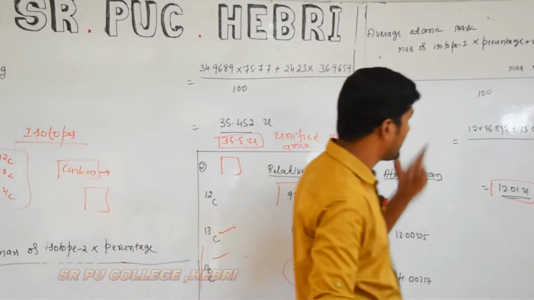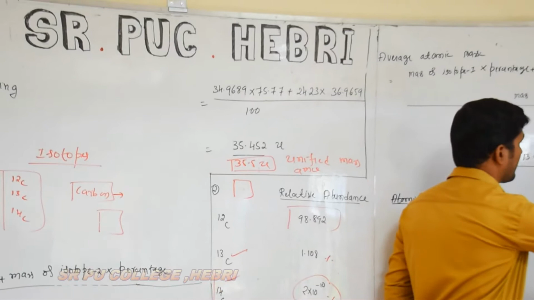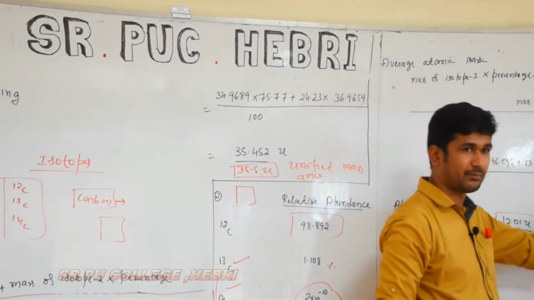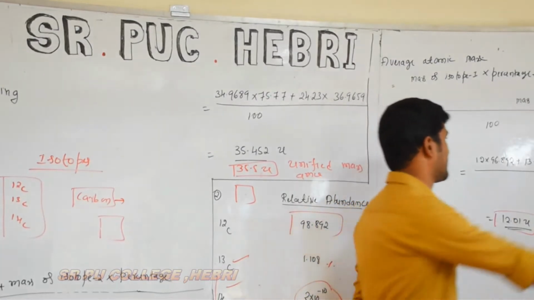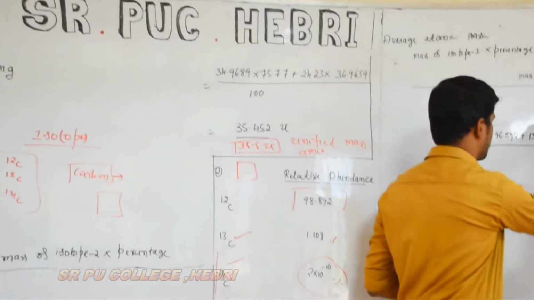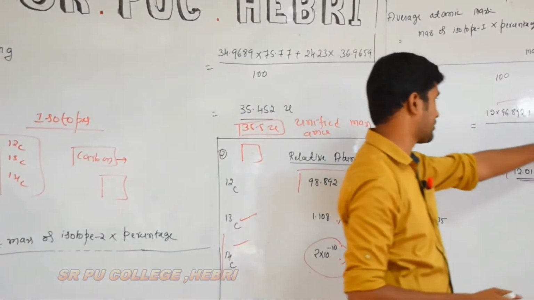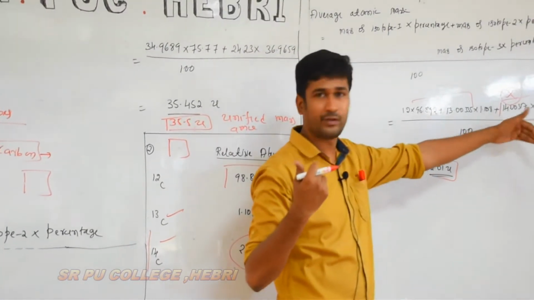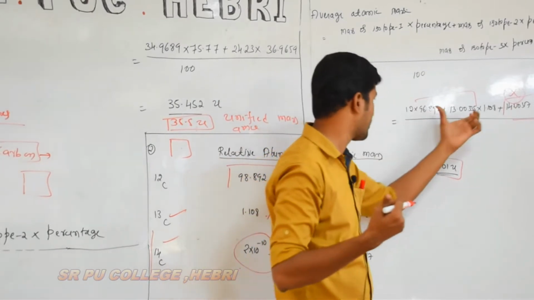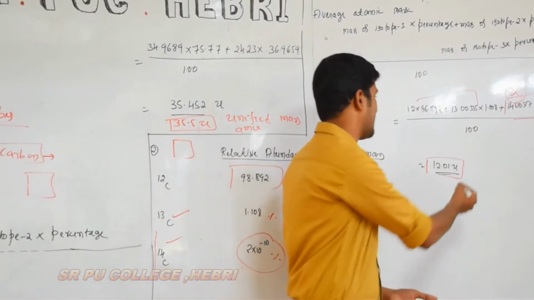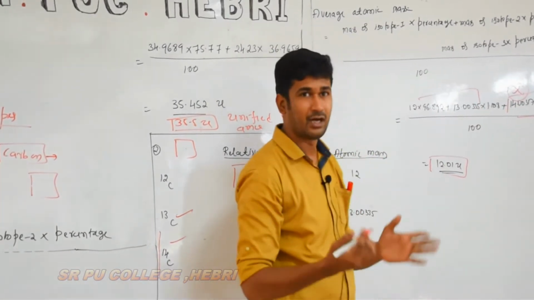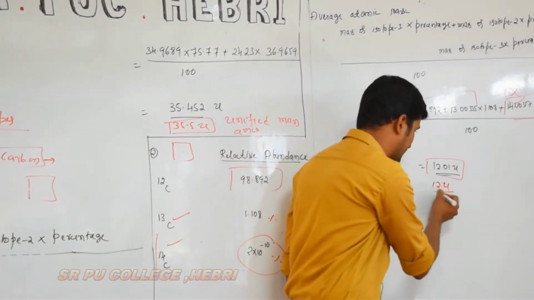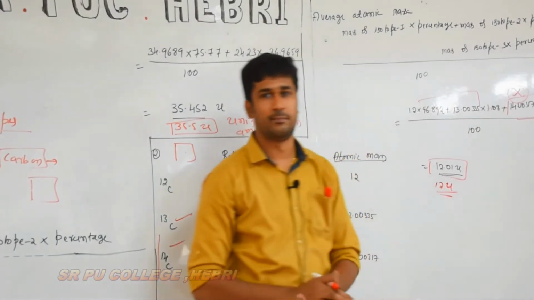During the calculation, in this part you will get a very small number. You neglect this term and consider only these two terms. Understood? This is very, very small, completely uncertain, so no need to consider this term. You consider only these two terms and you will get the answer as 12.01 unified mass, or simply the atomic mass of carbon is taken as 12 unified mass.